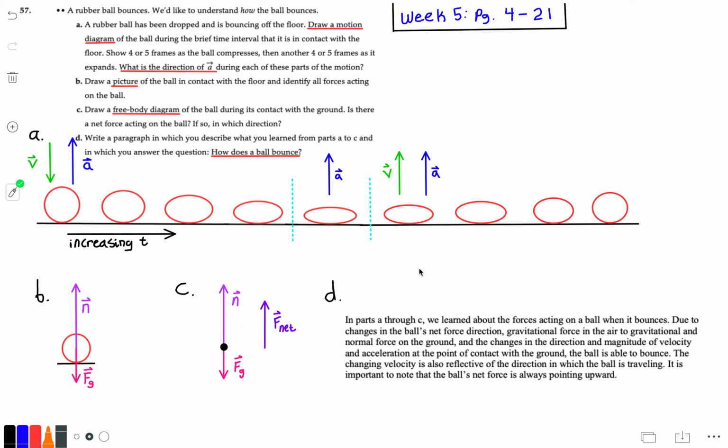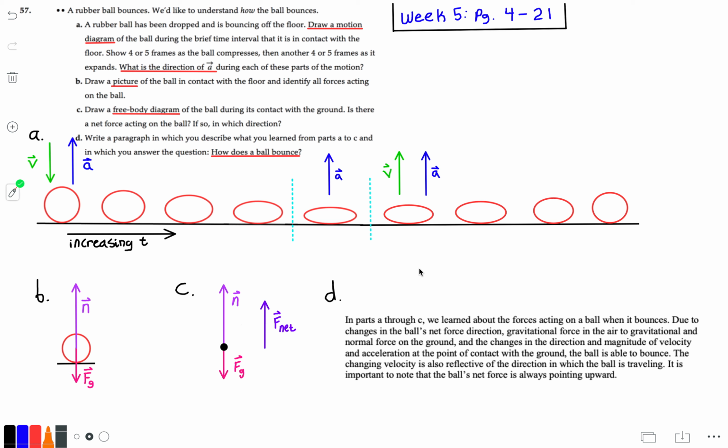In today's video, we will be discussing Physics 251, Week 5, Video Explainer problem number 57. In this problem, we are trying to understand how a rubber ball bounces and the motion and forces that are associated with that.